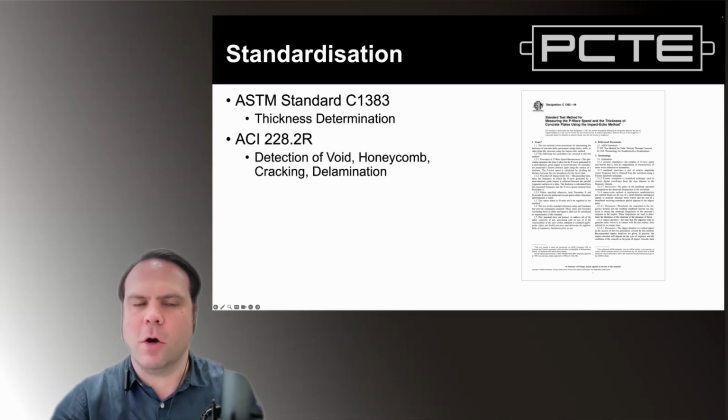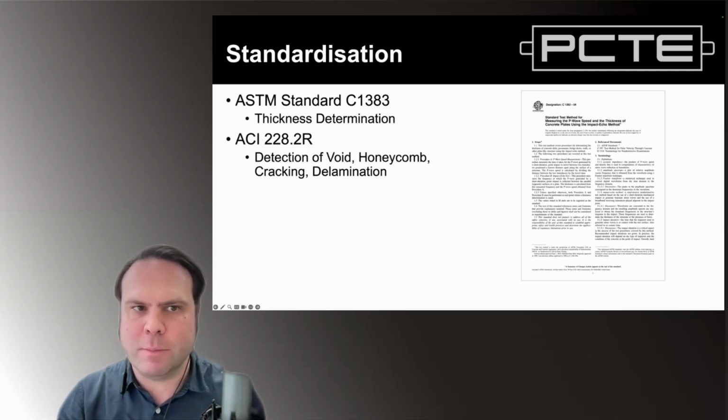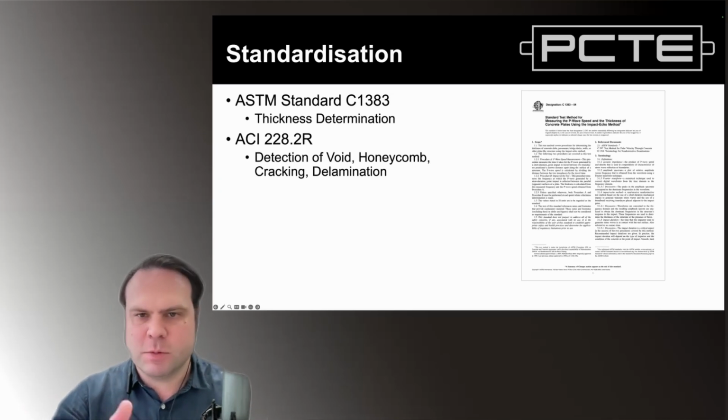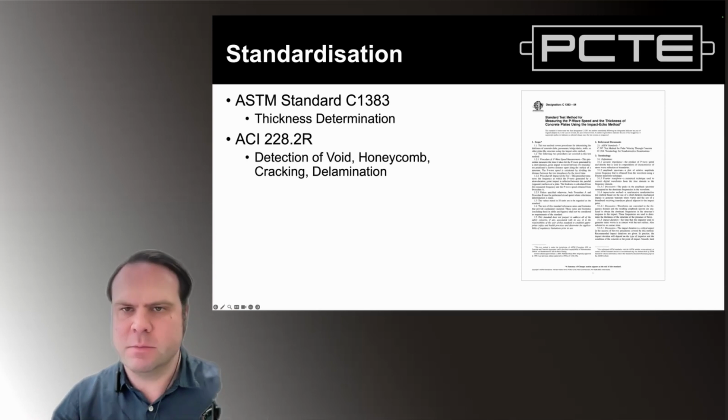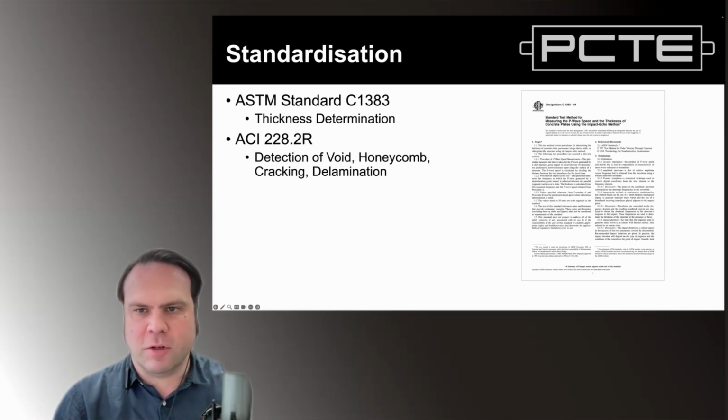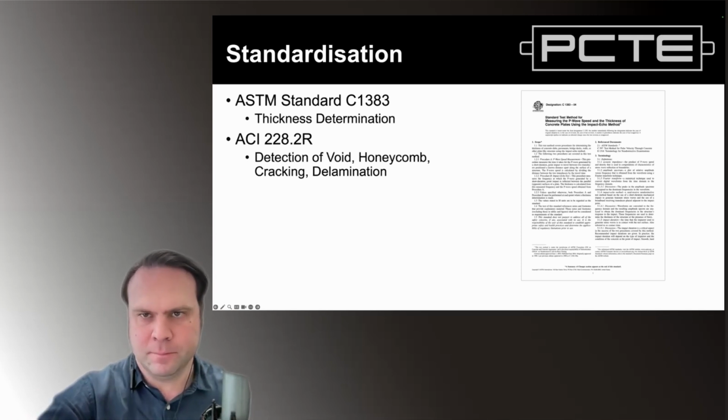ACI, American Concrete Institute, also has the 228.2R guidance, which talks a bit more about its use in the detection of voiding, honeycombing, distributed voiding, cracking, and delamination. And that's both of these areas that I'll discuss during this introduction session today.